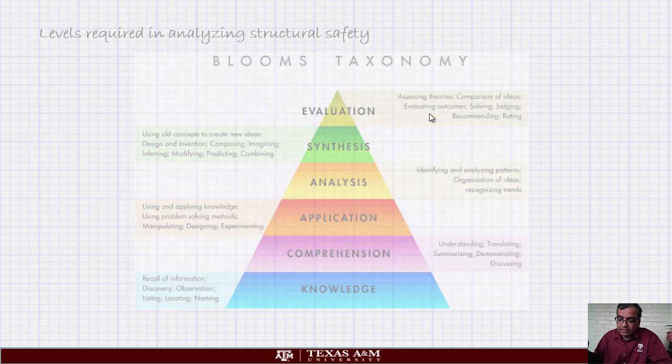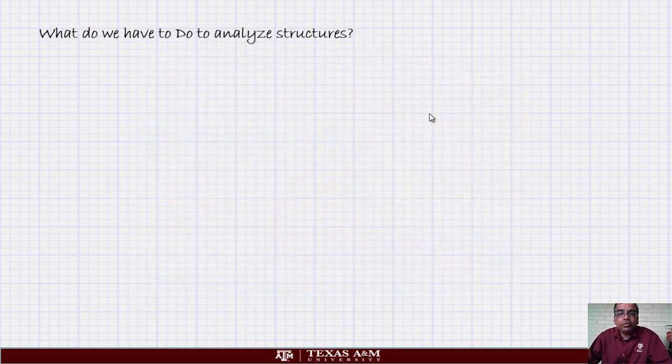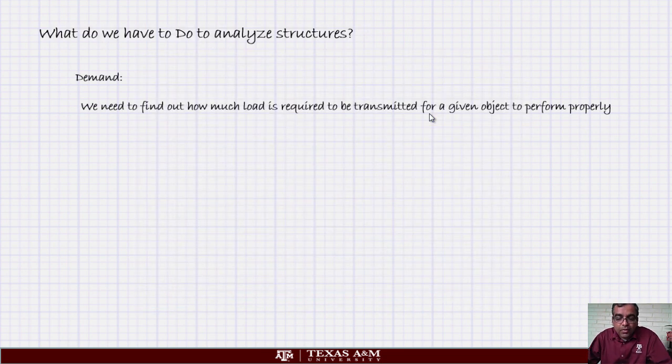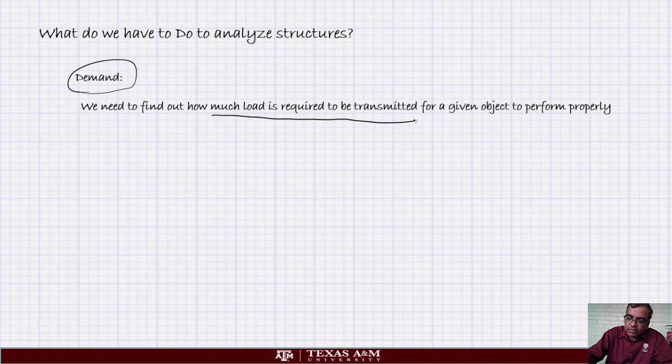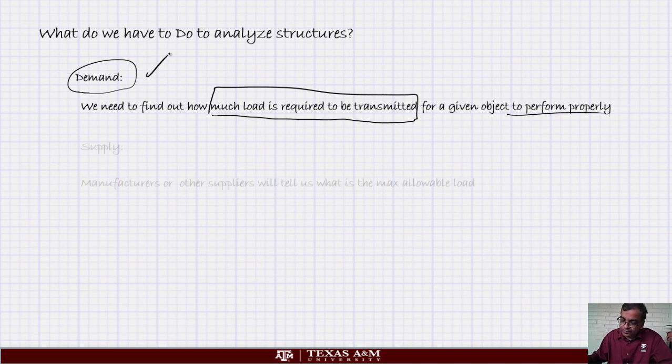Now let's get started. What do we have to do to analyze a structure? We have to find out what is the demand. We need to find out how much load is required to be transmitted for a given object to perform properly. Notice, that's the question. It could be a variety of things. What do we mean by perform properly? It may mean that it has to be rigid, or it has to move, or it has to break at the appropriate time. All of these things are there. So that's what we mean by finding the demand.